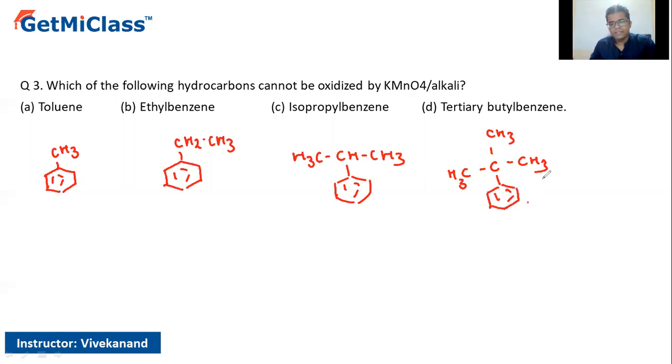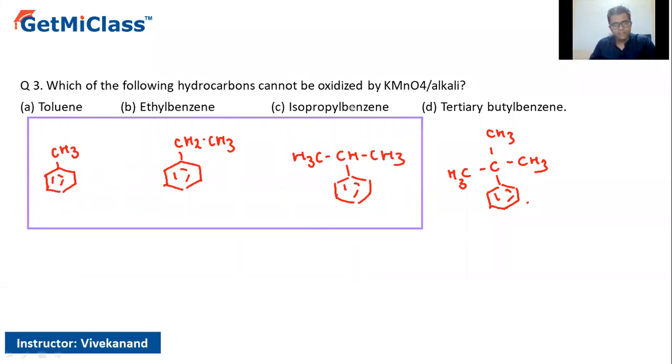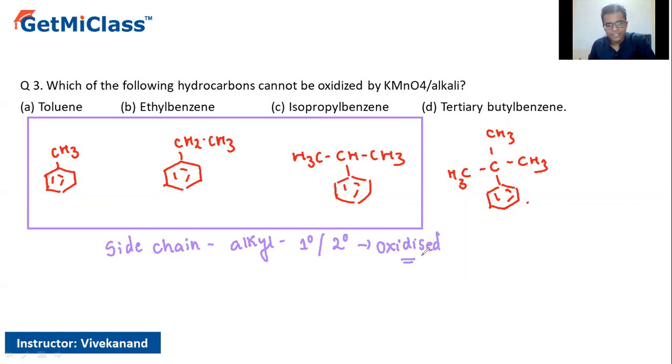So in this entire case, if we observe the first 3 scenarios, that is our toluene, ethyl benzene and isopropyl benzene, we observe that in the side chains the alkyls are either primary or secondary. Now, these particular things usually get oxidized. All right, so these particular things usually get oxidized to carboxylic acids.